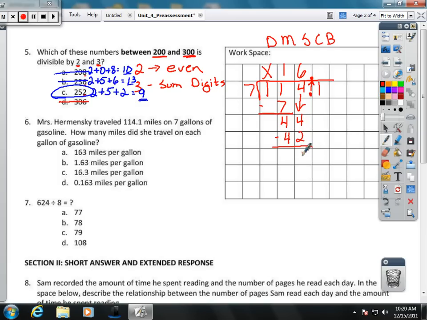I get 4 minus 2 is 2. I can bring down my 1. Oh, I forgot to compare. 2 is less than 7. That is correct. So now I bring down my 1, which is good. 7 goes into 21 3 times. 3 times 7 is 21. I subtract again, and I get 0 as my remainder. The answer is C, 16.3 miles per gallon.